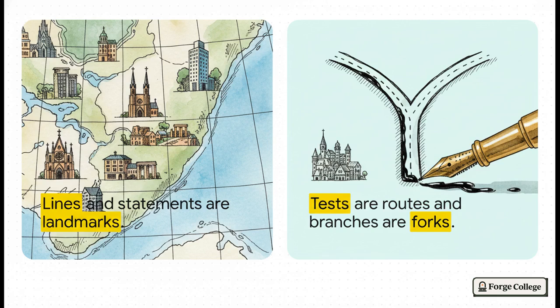So line and statement coverage basically tell you which landmarks your routes pass through. But branch coverage, that tells you whether you actually explored both directions after you hit a fork.